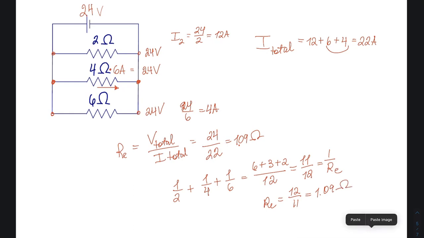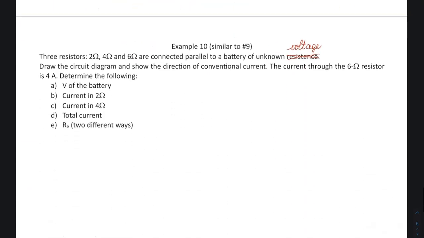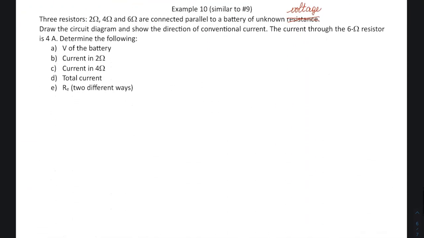Boom. Again, I hope you watched this, followed it, and now you can do number 10 yourselves. The difference now is I'm giving you current through 6 ohms to be 4 amps, and you are going to figure out everything else. Go for it.